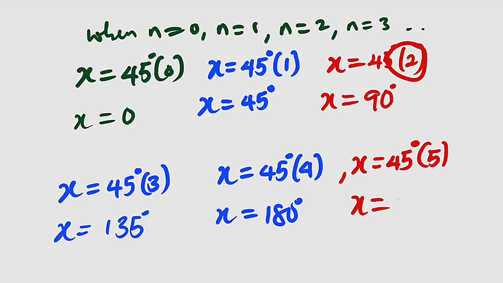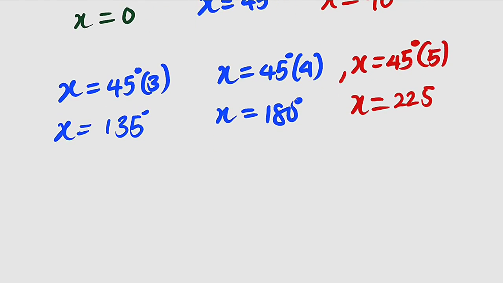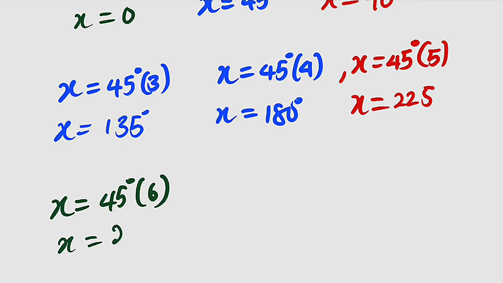And this is equal to 225. We move on. When n equal to 6, we have x equal to 45 degrees multiplied by 6, and x will be equal to 270 degrees. We move on to when n is equal to 7.